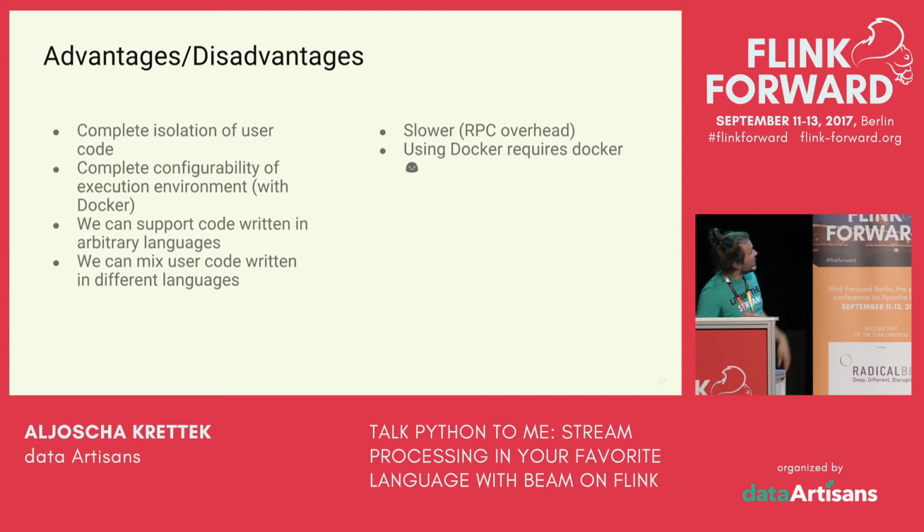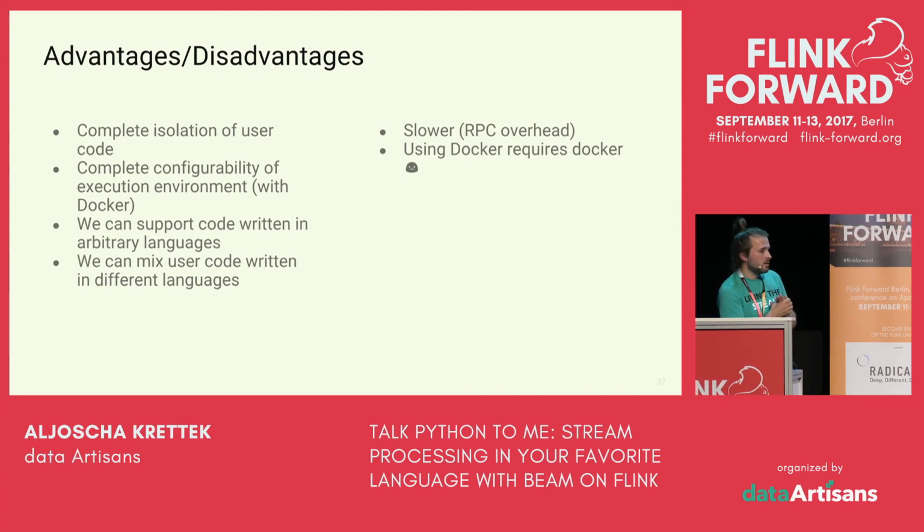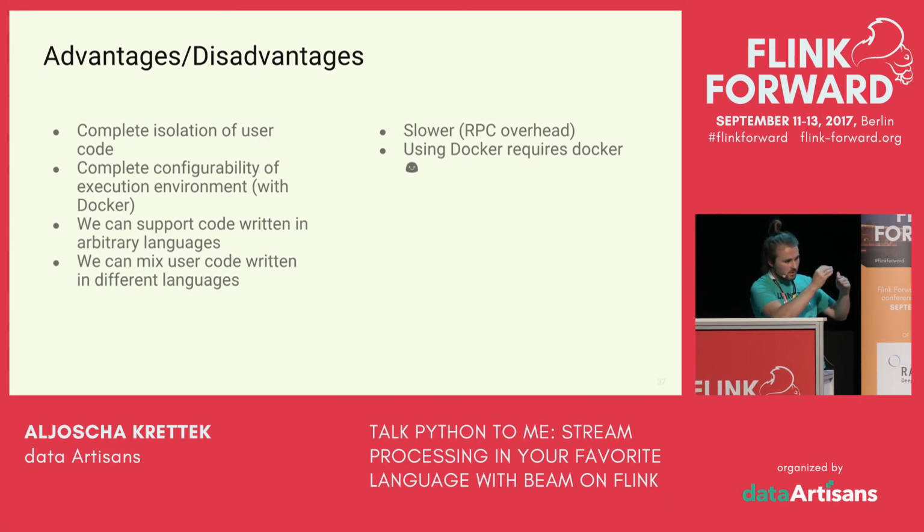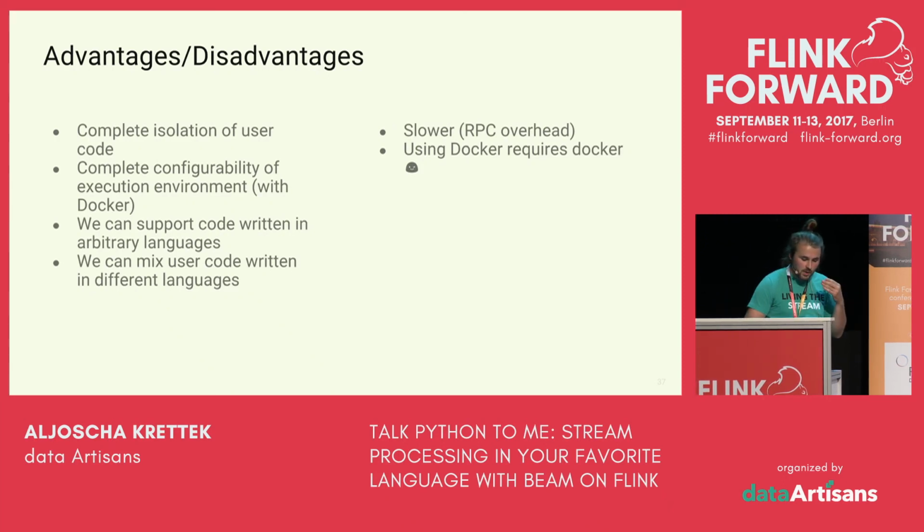And the disadvantage is that this is quite a bit slower because gRPC introduces quite some overhead, because state access, sending data, receiving data, all goes over this RPC layer. And of course, if you want to use Docker, you have to use Docker. So that means you introduce an additional requirement for Flink. So you will only be able to use this on machines that have Docker available.